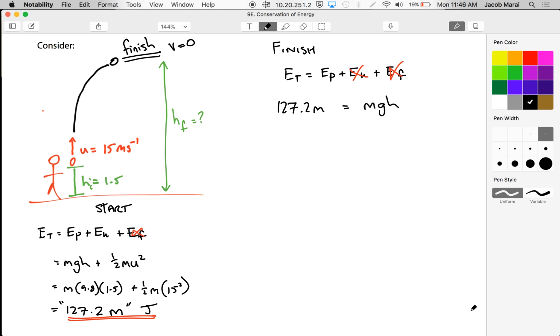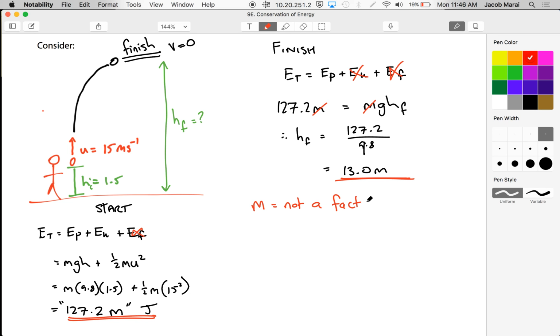What do you notice about solving for this question? The m's cancel. So we could therefore say h final equals 127.2 divided by 9.8, which gives a height of 13.0 meters. So interestingly enough, the mass is not a factor.